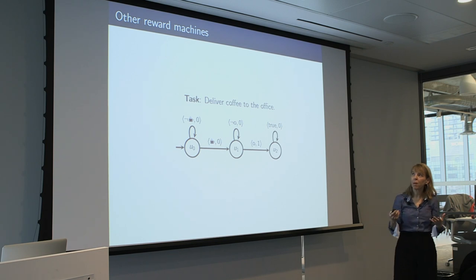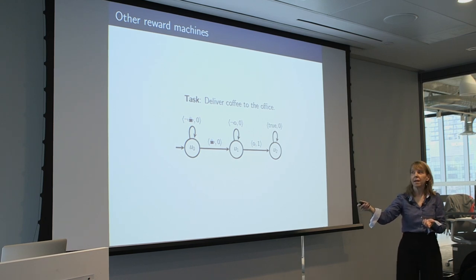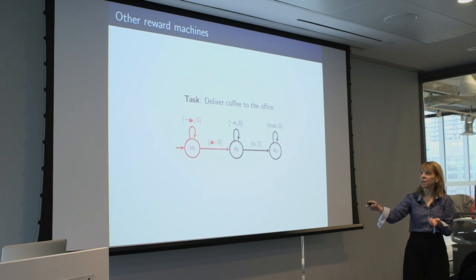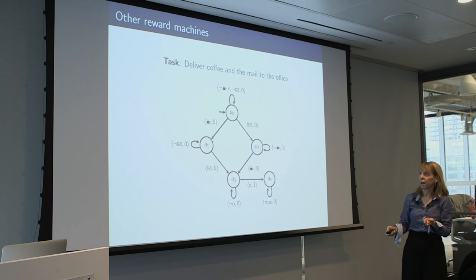We can define more complicated problems, like a delivery problem, where this is delivering coffee to the office. You start in a state where you're not at the coffee machine, and you stay there until you get coffee. When you get coffee, you move to U1, get a reward of zero. Then when you transition from getting coffee to going to the office, which is the O right there, you get a reward of one, and then you just stay in this accepting condition afterwards.